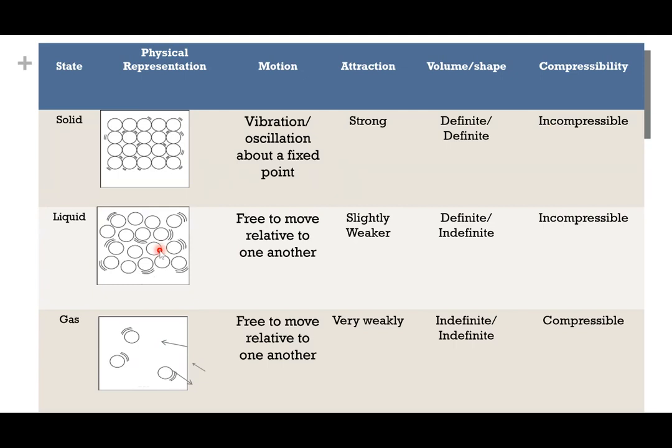Liquids are still going to be very, very close together, but now they're free to move relative to one another. So they can kind of slip and slide past each other. Their attraction is slightly weaker than a solid, so they're still very close. They're still very attracted to one another, but there's a little bit more freedom to slip and slide, so slightly weaker attraction. They still have a definite volume, but now we see an indefinite shape.